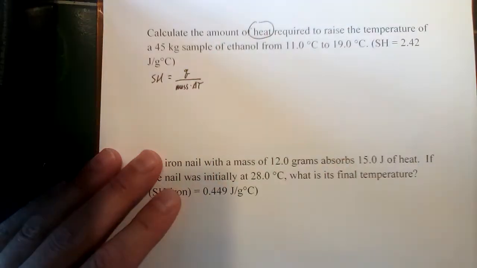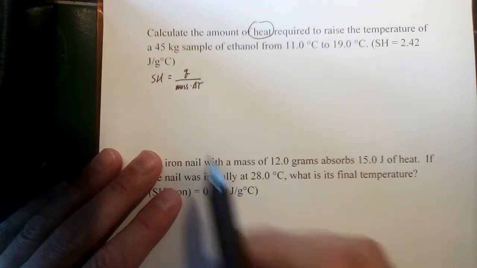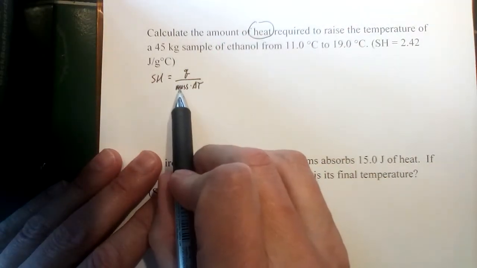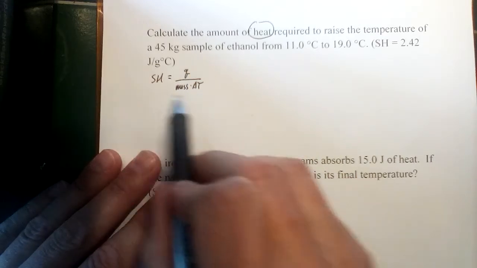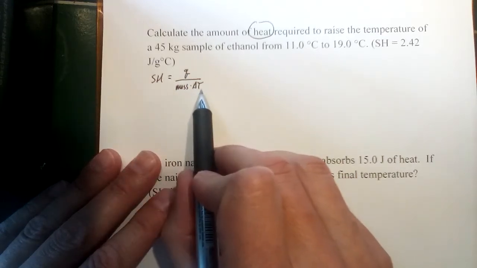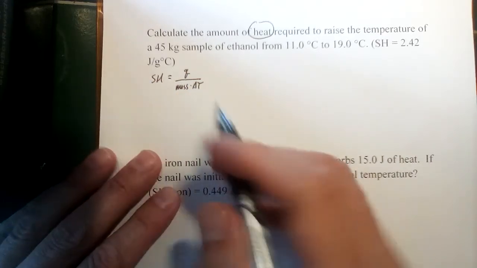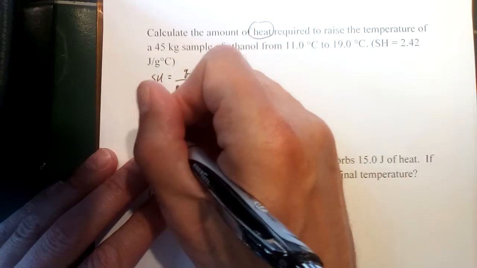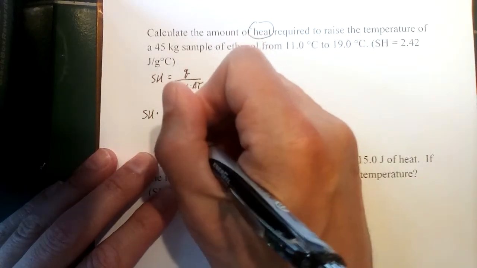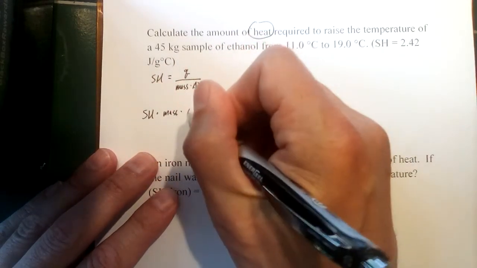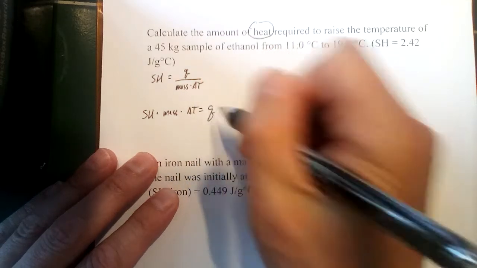If we take that equation we talked about in the last problem and multiply both sides by the mass, it'll cancel out on the right and show up on the left. Multiply both sides by temperature change, it'll cancel out on the right and show up on the left. I would end up with this equation: specific heat capacity times the mass times the temperature change is equal to the heat.